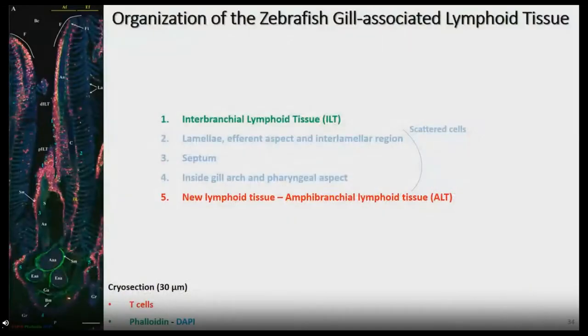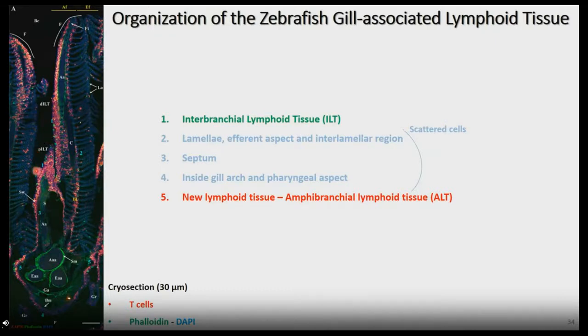And if we make, again, a transversal section through the gills, because we have this study where we wanted to look at the organization of the zebrafish gill-associated lymphoid tissue. So we take this kind of imaging, and again, we have phalloidin in green and DAPI in blue, and we label T cells in red. If we take into consideration the labeling of T cells and the compartmentalization of the gills, we could find that the GALT could be divided in 5 sections.